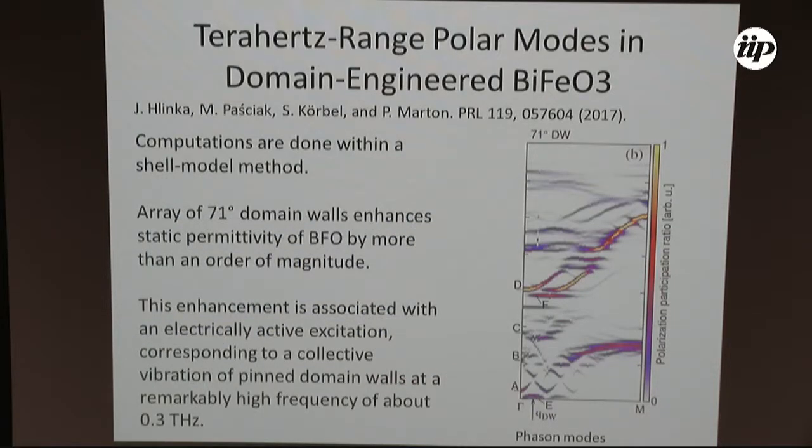Here, a study by Irkhin and others in the same year, 2017, constructed by using shell model calculations also a dynamical matrix. They found phonons, and again you see that besides normal phonons in this area, they found very low frequency phonons, which they called phason-like modes. And the lowest frequency was at 0.3 terahertz, so 300 gigahertz.